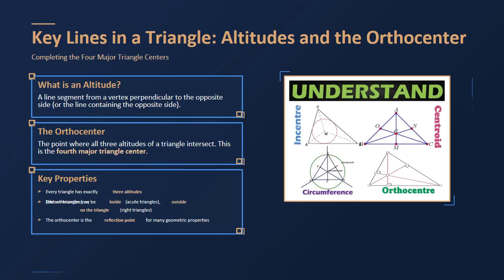What is an altitude? A line segment from a vertex perpendicular to the opposite side or the line containing the opposite side. Orthocenter: the point where all three altitudes of a triangle intersect. This is the fourth major triangle center.